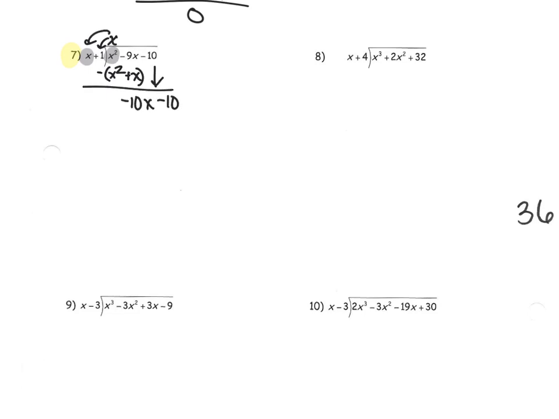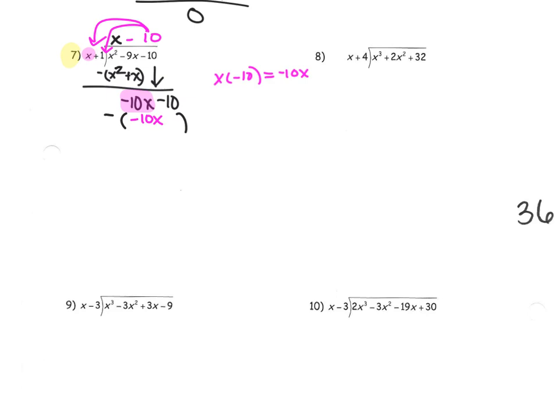Same process. Now we want to see, x times what gets me to negative 10x? x times negative 10 is negative 10x. So this should be minus 10. And we're going to redistribute back.